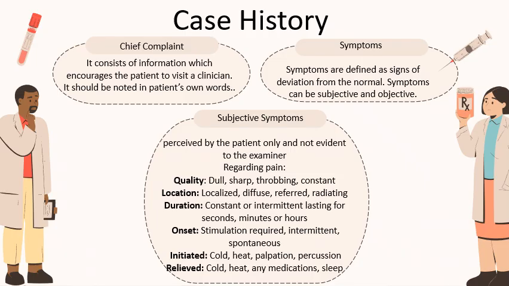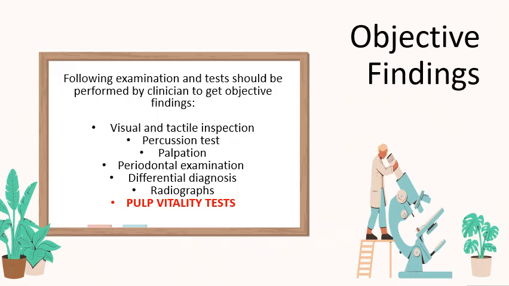So, where do we start? It begins with a case history. The patient's chief complaint is recorded in their own words. It provides valuable clues. Then, coming to the nature of the pain: Is it dull or sharp, throbbing or constant? Is it localized, diffuse, or referred? What triggers it: cold, heat, chewing? And what relieves it? These help us to distinguish between reversible and irreversible pulpitis, or pain of pulpal and non-pulpal origin.